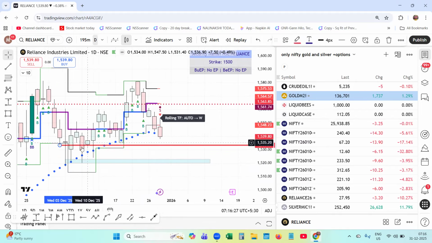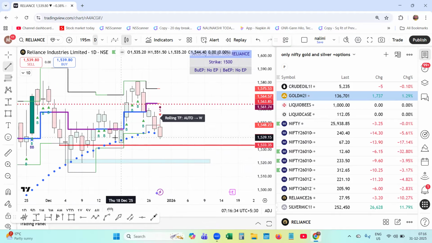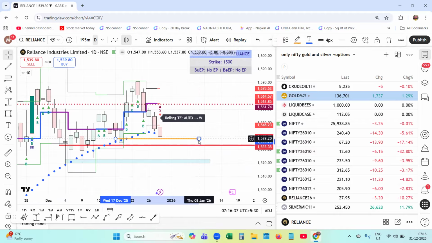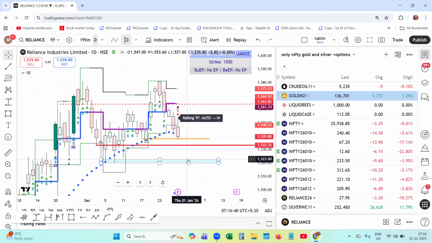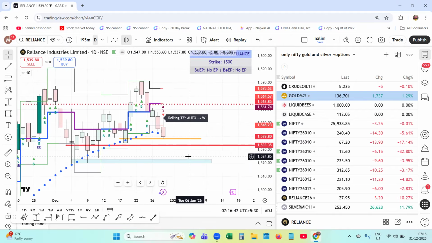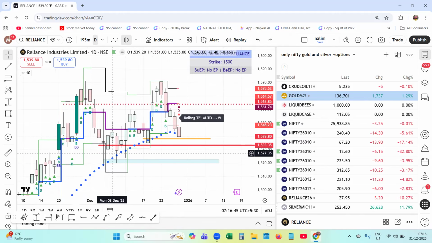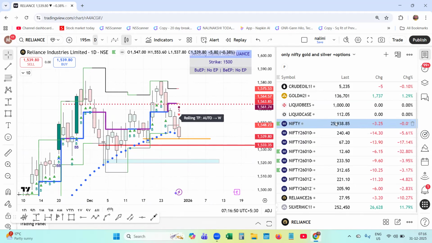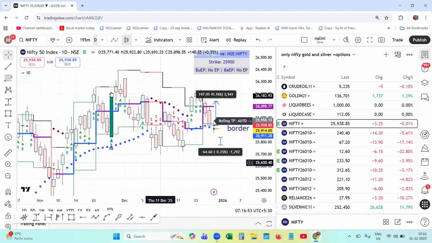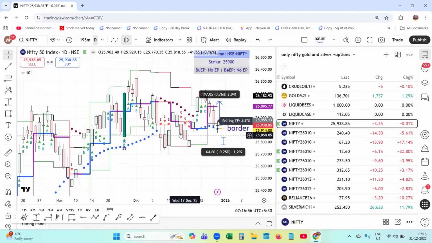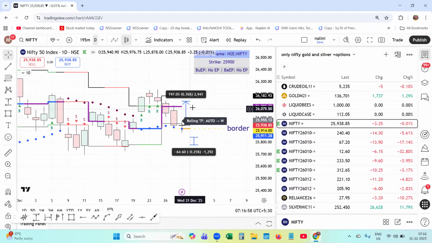This was the previous market that went high and retested, and Reliance is near this level. You can consider that a reversal can occur anytime in Reliance too. Reliance has the same type of pattern which has formed on the Nifty. You can see the Nifty chart, the same type of pattern like this.